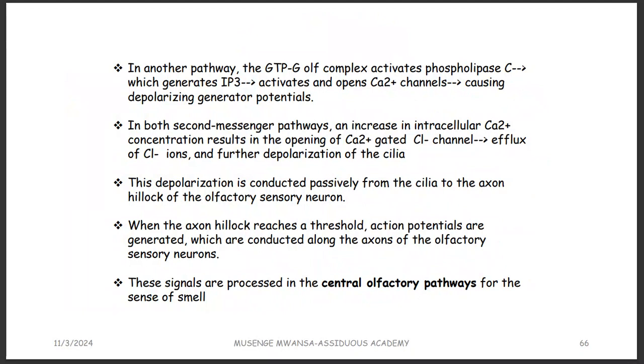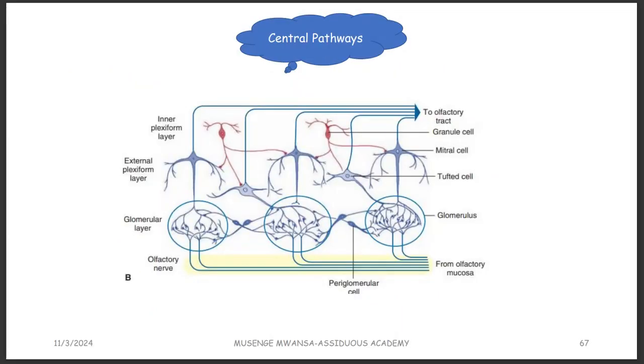And at the end, because we have this depolarizing generator potential in both mechanisms, leading to calcium influx or an increase in concentration of calcium, that increased calcium concentration is going to open what is known as calcium gated chloride channels. And that will cause the chlorides to start leaving the cell, and that just leads even more to depolarization. When the depolarization reaches the axon hillock, it will generate a true action potential when you reach threshold, and then information is going to be sent to the central olfactory pathway.